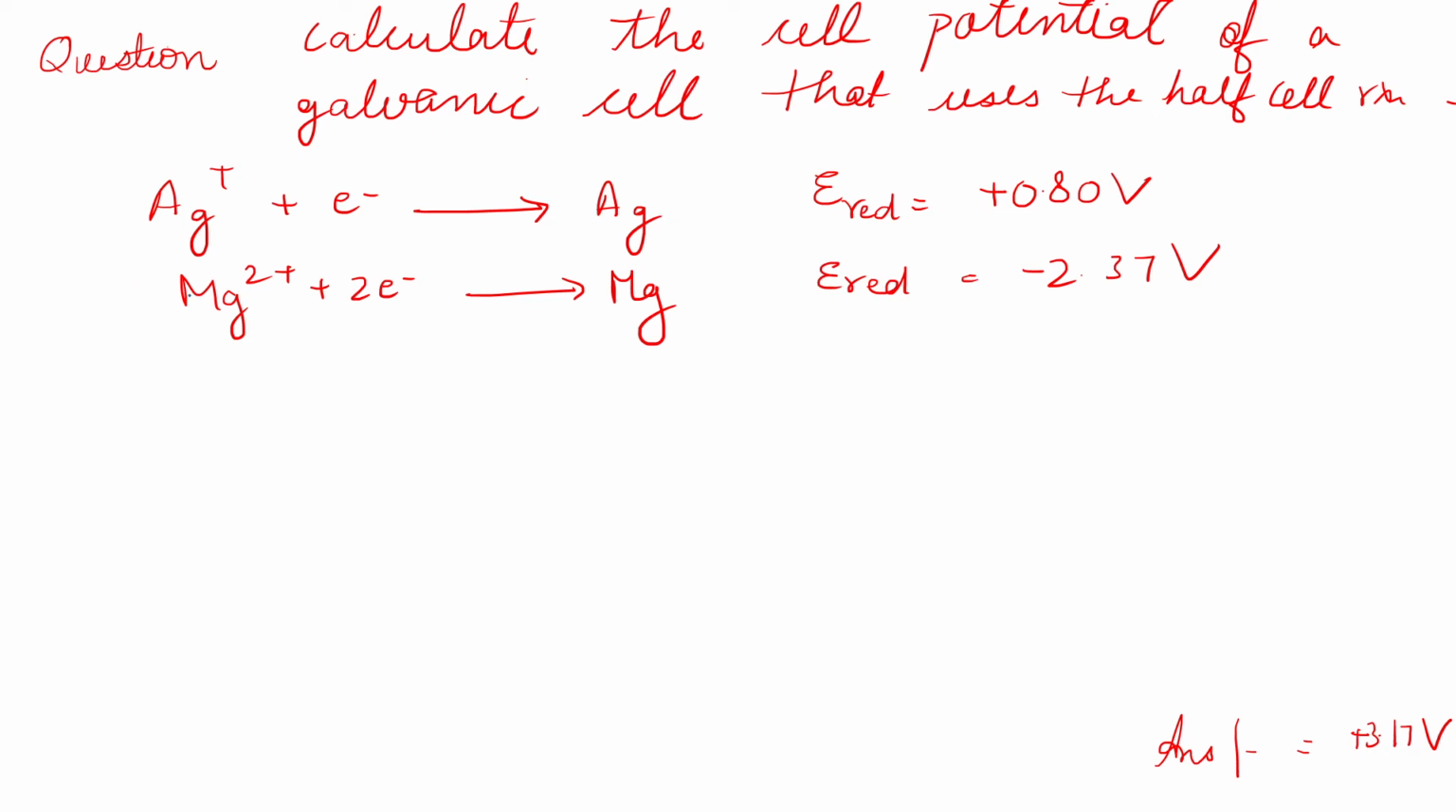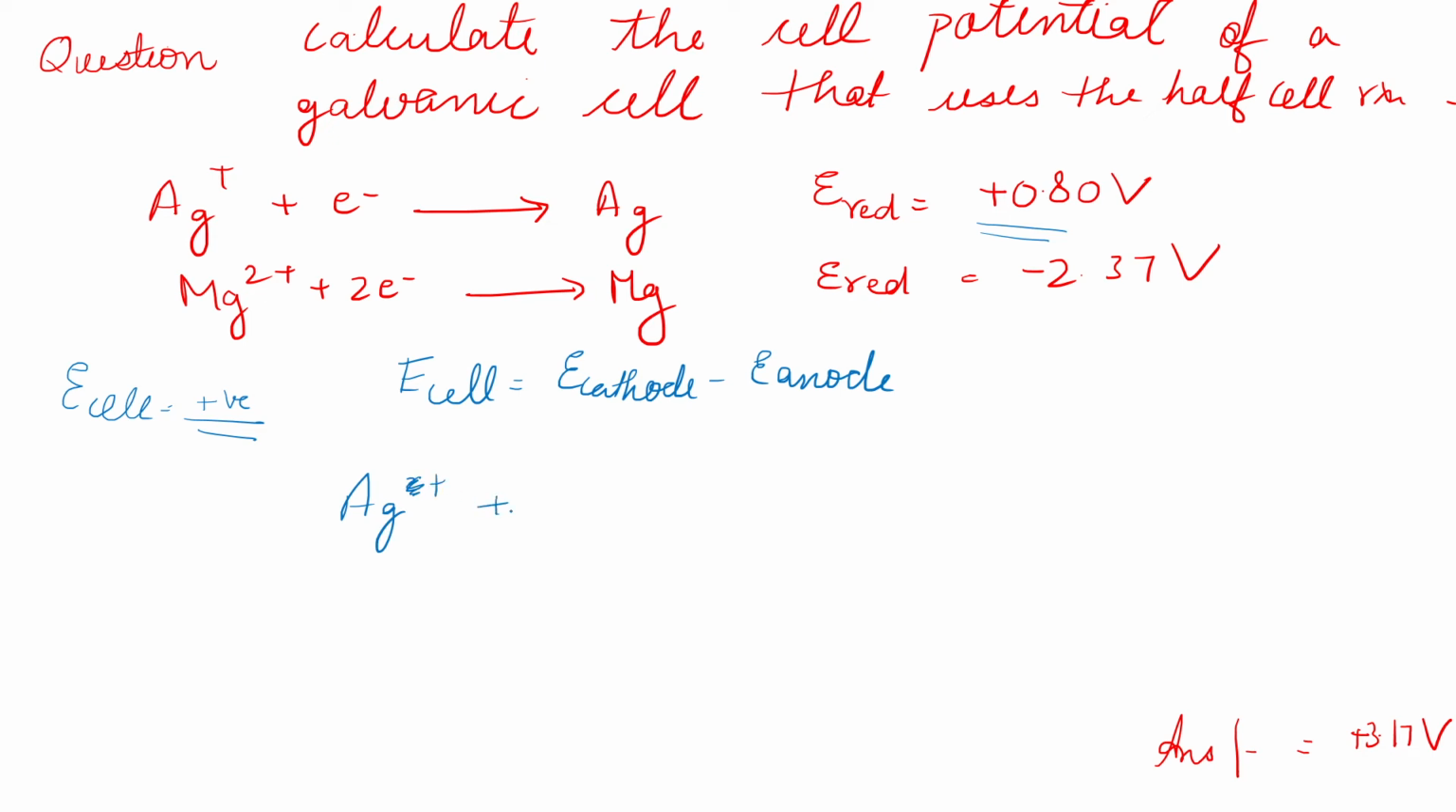The reaction has to be spontaneous and will produce electrical energy, so for the reaction to be spontaneous, E cell should be positive. Now you tell me, if you are going to do E cathode minus E anode, E cell is basically E cathode minus E anode. So which one will act as cathode and which one will act as anode? The higher the reduction value, the more it will act as cathode.